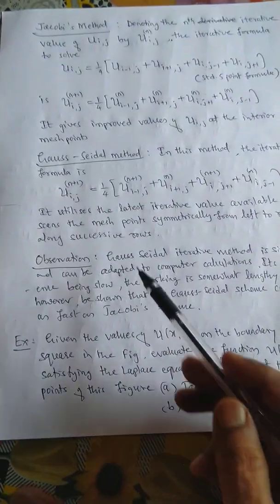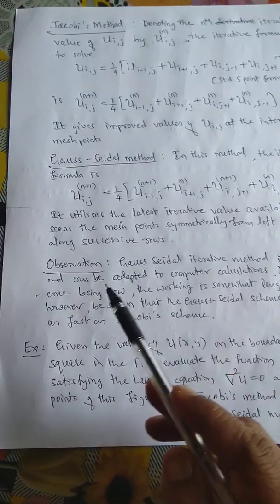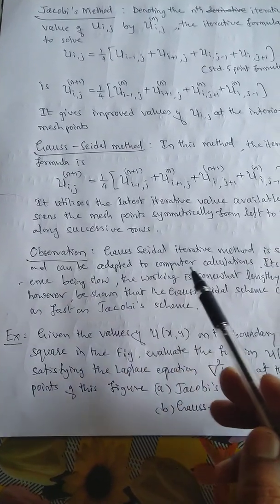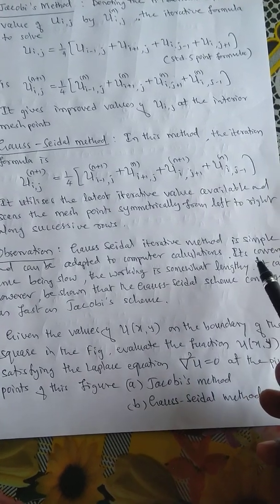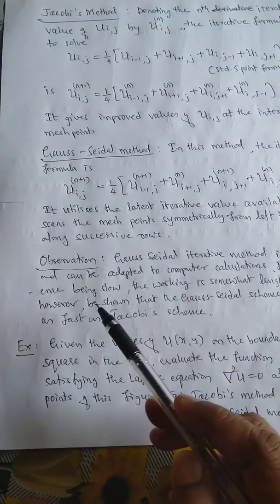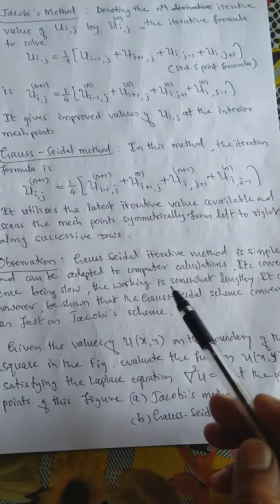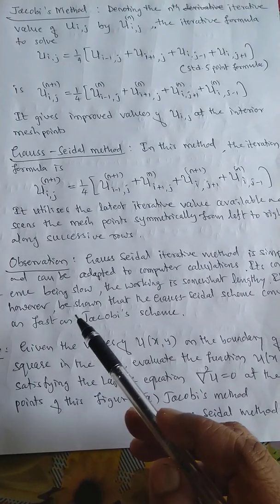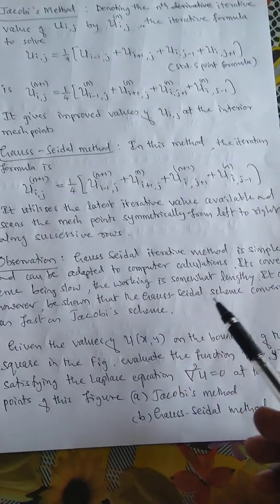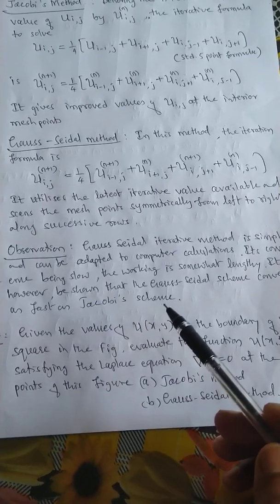One of the observations is that the Gauss-Seidel iterative method is simple and can be adapted to computer applications, computer calculations. Its convergence being slow, the working is somewhat lengthy. It can be shown that the Gauss-Seidel scheme converges as fast as Jacobi's scheme.